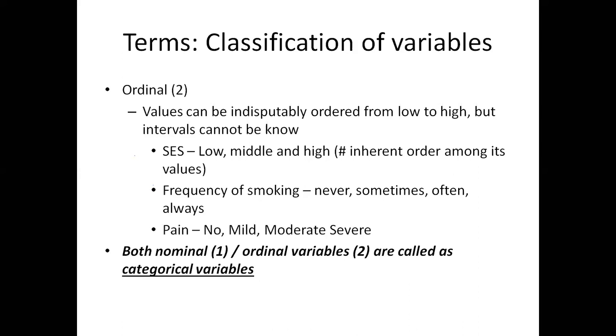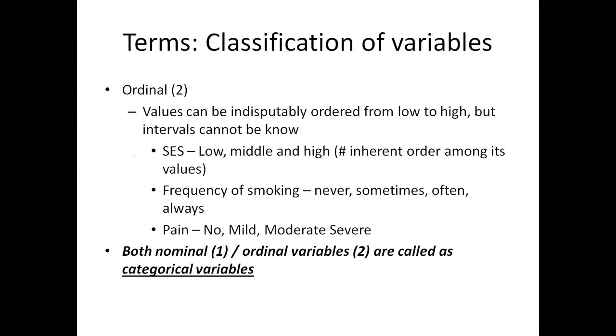where the low comes first, people in the low socioeconomic status, and then the middle comes as the second layer, and then the high is the third layer, right? So there is an inherent order that is present among the values of an ordinal variable. Another example could be a Likert scale, where you have never, sometimes, often, and always. Again, you see that there is an order which is present in the values of an ordinal variable.